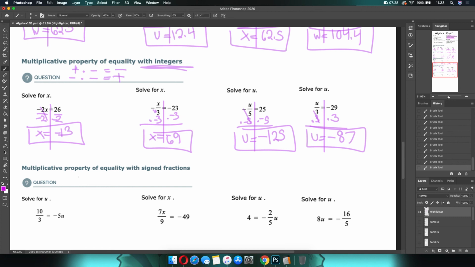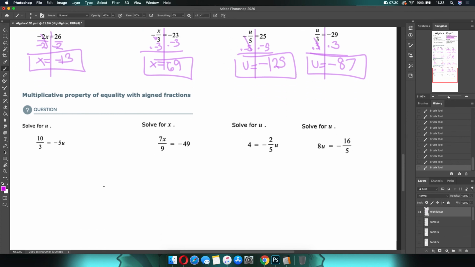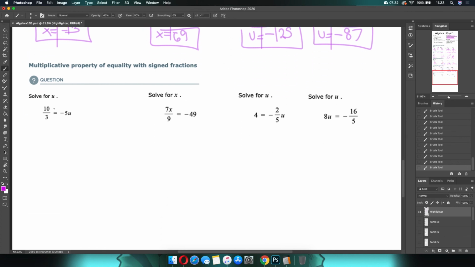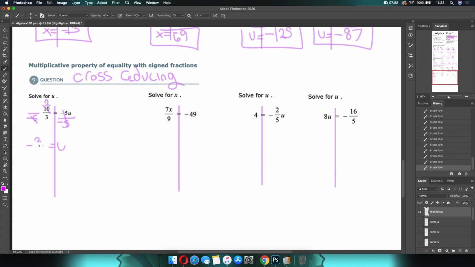Okay, then let's really go crazy. Let's do our positives and negatives with fractions. Yeah, this looks fun. All right, so we're going to divide by -5, divide by -5. Remember, we're going to write it up here again. We're going to do cross reducing, which is basically a fancy word for cross division. 5 and 10 divide, so u equals -2/3, because those are the only numbers that aren't crossed out.